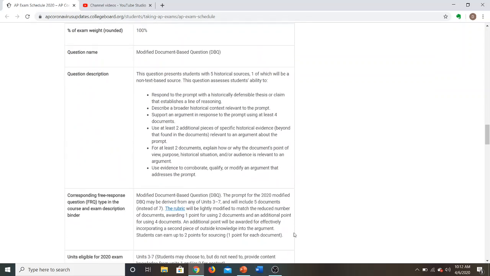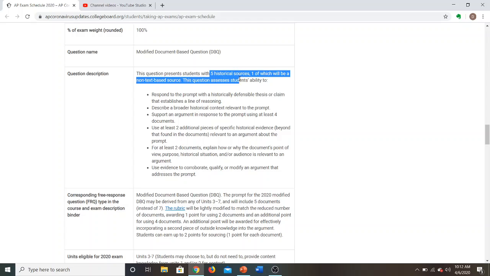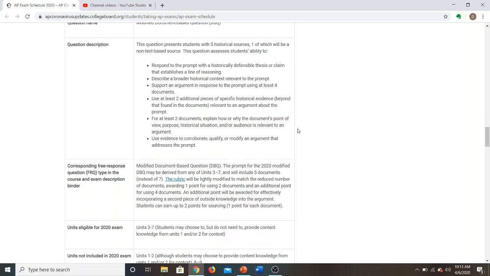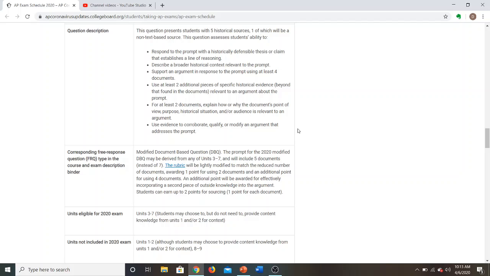The question will include, so they have altered it a little bit, normally you would have six historical sources. They're only going to put five on there. One of them will be a non-text-based source, a picture, maybe a poster, some kind of visual depiction. And then the rubric, which I'll share with you in just a little bit, remains mostly the same. But you have fewer historical sources, which means you will only have to use 2 to 4 documents to get all of the points. Two documents will get you 1 point, and four documents will get you 2 points. As far as the points for outside sources, you can get up to 2 for that as well.